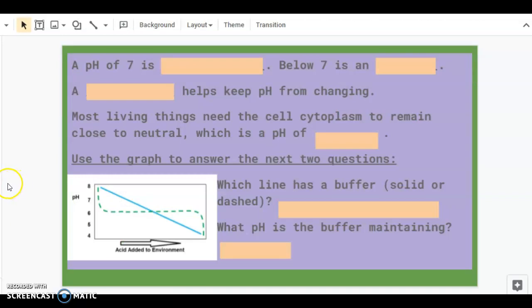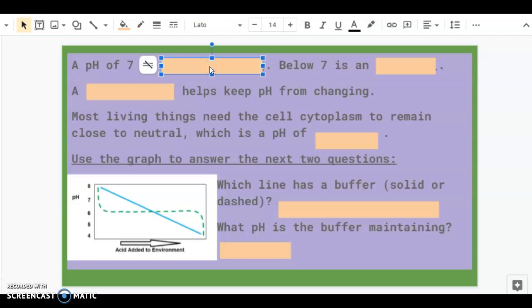Let's see what we remember from the slide before. A pH of 7 is blank. Do you need to look back? Go ahead. Take a minute to do so and check your answer here when you're done. A pH of 7 is considered neutral. What about below 7? What was that? Below 7 was an acid. What keeps pH from changing? What group of chemicals will help the pH stay right where it's supposed to be for that area of the body or that area of the cell? The answer is a buffer.